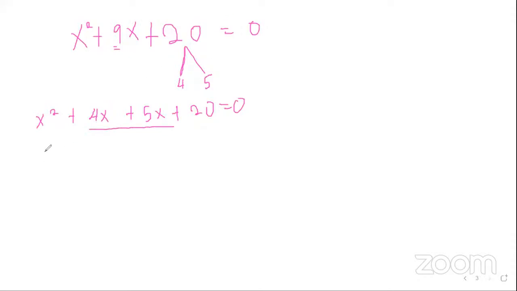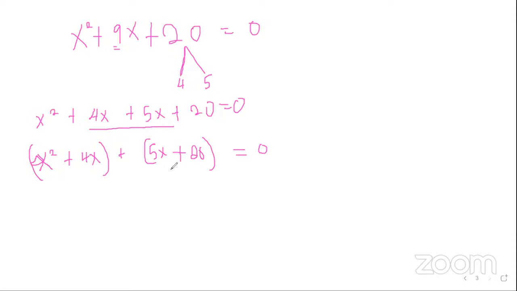Now we do the grouping in pairs. So this would be x squared plus 4x. That is one pair plus 5x plus 20. This would be another pair and we equate to 0. Yes, then after we identify a common factor in the first bracket and then common factor in the second bracket.